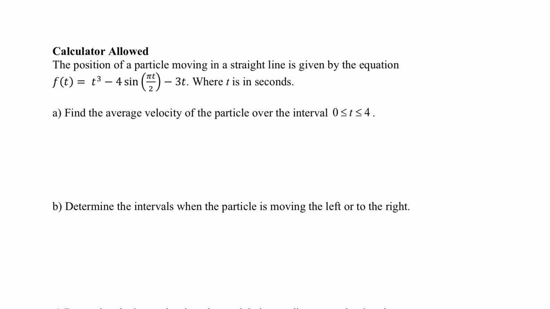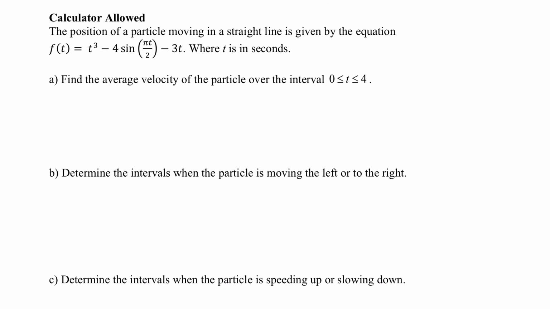And this one is a calculator allowed question. And it says, the position of a particle moving in a straight line is given by this equation, where t is in seconds. Now notice it says f of t equals this. You are used to seeing position as s of t or even x of t. Usually on the AP test, they will put it as x of t. But that's okay, it could be an f of t. And t is in seconds. So find the average velocity of the particle over the interval from 0 to 4.